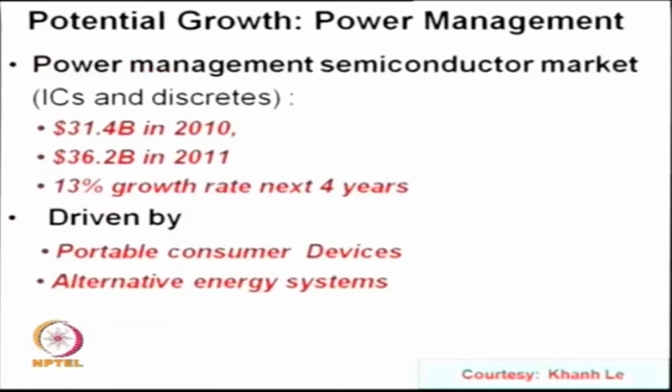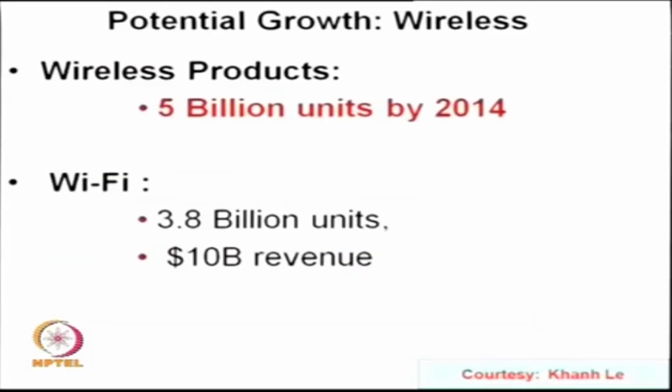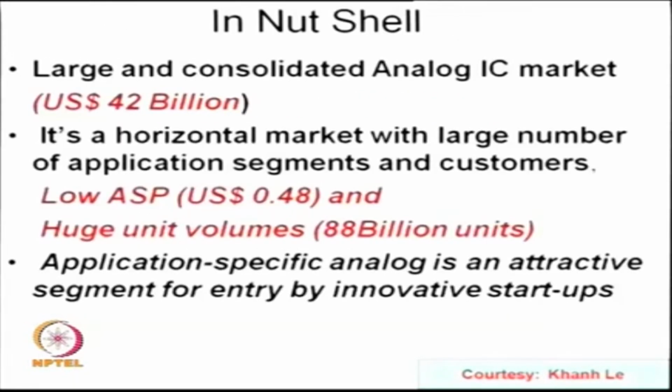$31 billion discrete, and in that 2010 36, so 13% growth, better to join now. 5 billion wireless products will be sold in 2014, and Wi-Fi, if that is one product, will be $3.8 billion, bringing $10 billion in revenue. In a nutshell, a large and consolidated analog IC market, which is around 42 billion now and may become 74 billion soon.